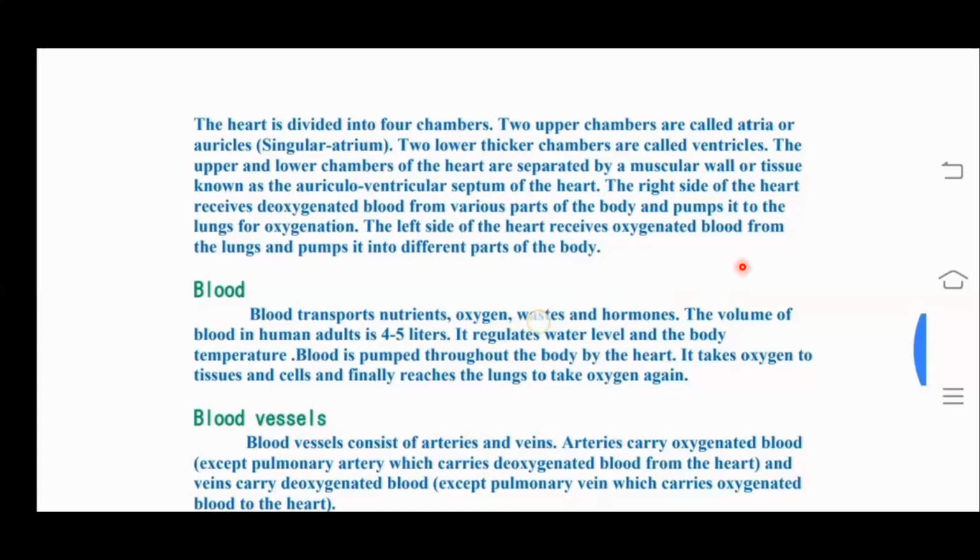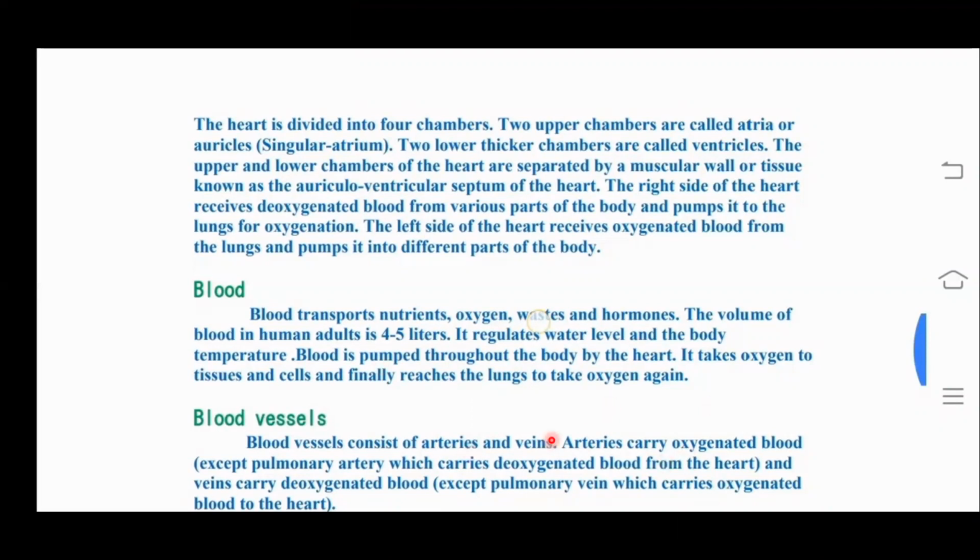And the blood transports nutrition, oxygen, waste, and hormones. The volume of the blood in a human adult is 4 to 5 liters, and it regulates the water level and the body temperature. Blood is pumped throughout the body by the heart. It takes oxygen to tissues and cells, and finally reaches the lungs to take oxygen again.